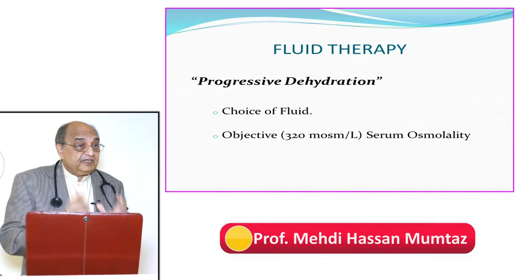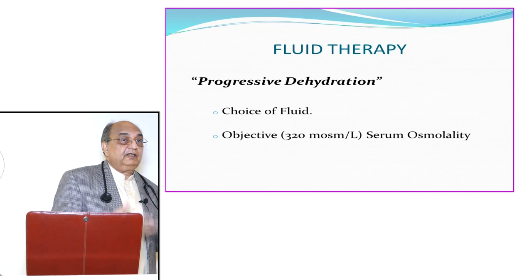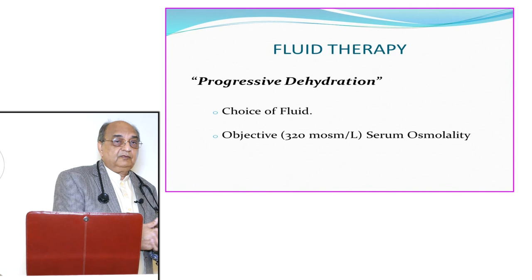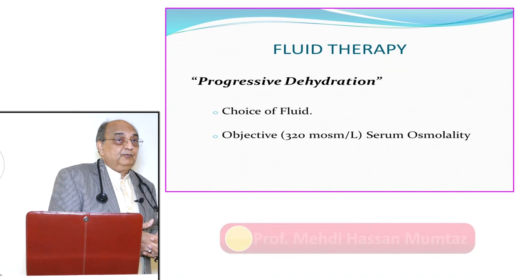Our objective in this patient is to take the serum osmolality up to 320 milliosmoles per liter. The normal osmolality of blood is 285 to 295. The main contributor to this osmolality is sodium, because our normal sodium level is 140, and the same amount of anion is attached with it. So 140 plus 140 is 280 out of the 285 to 295 that is the contribution of sodium. So keep an eye on the sodium level. Then give a fluid which can raise the osmolality, and we can go up to 320.